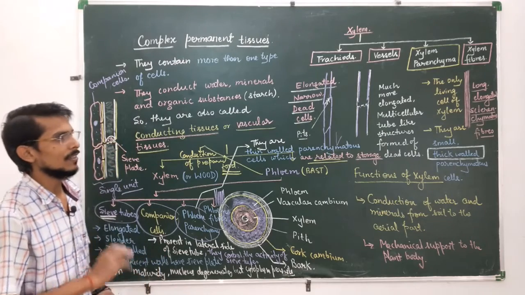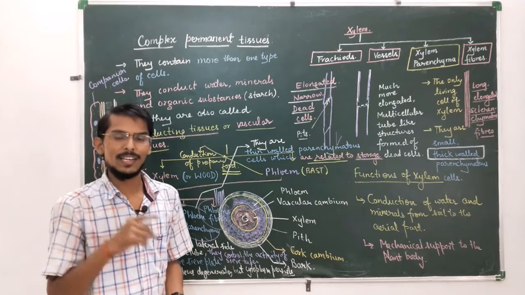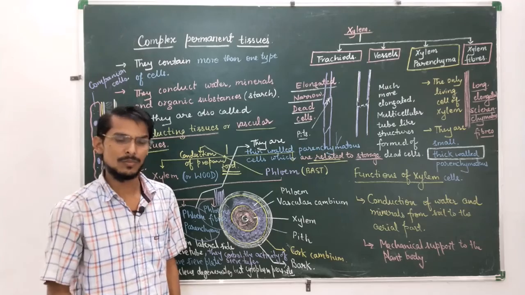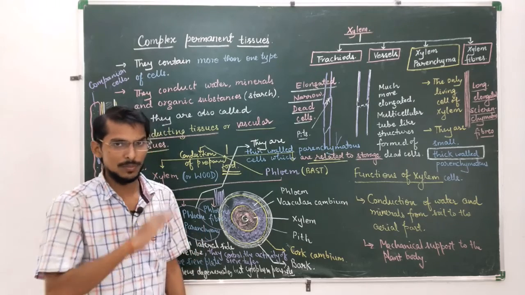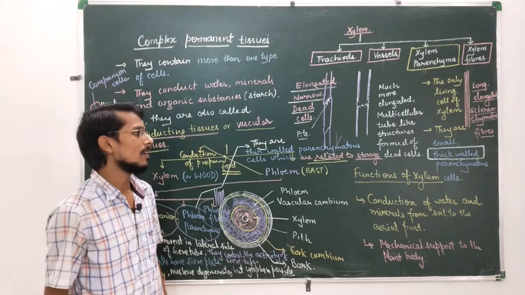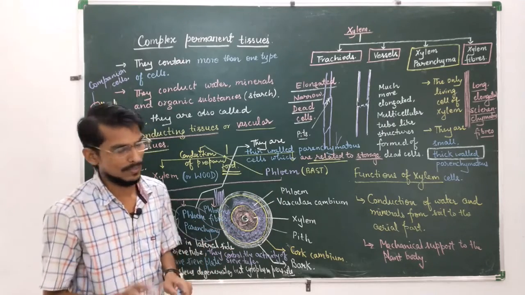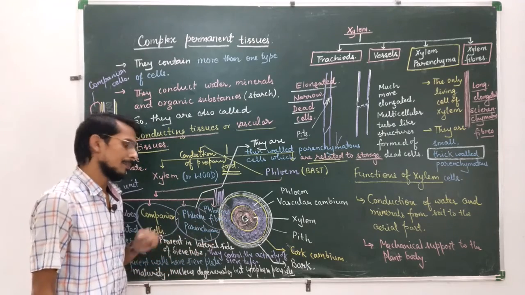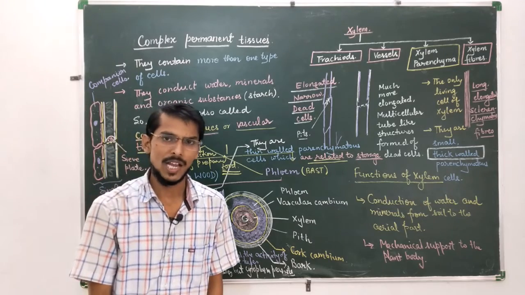So the main differences are: first, living or dead cells. Second, the function: xylem conducts water and minerals from soil to the aerial parts of the plant, whereas phloem distributes the prepared food. And third, xylem has no function related to storage of substances, but phloem stores starch in phloem parenchyma. So these are some important differences between xylem and phloem.